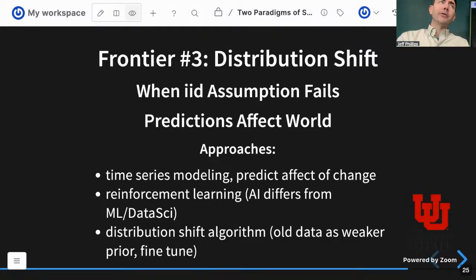There's another simpler version where the distribution shifts just once, right? There was a large amount of data we had observed that was one way, and then there was a change, and now we want to predict something on the change, or maybe we have less data. So maybe we don't have to throw away all the old data. We can use it as kind of a weak prior.